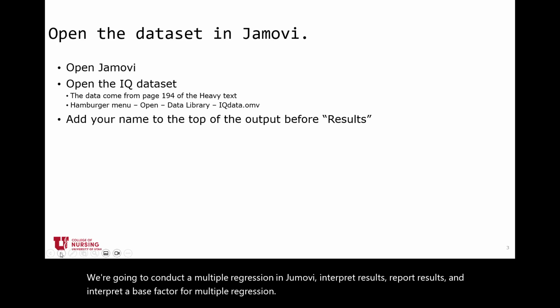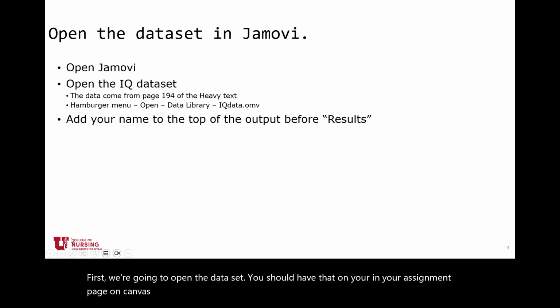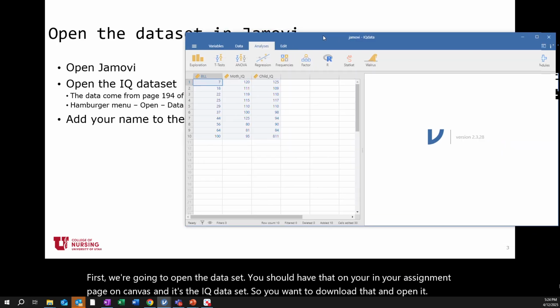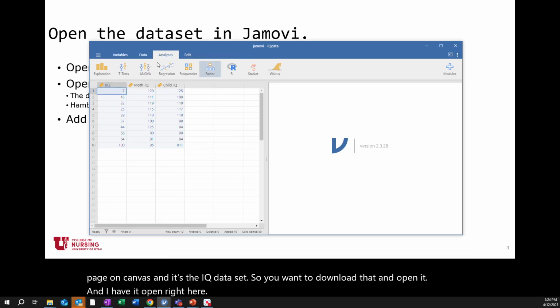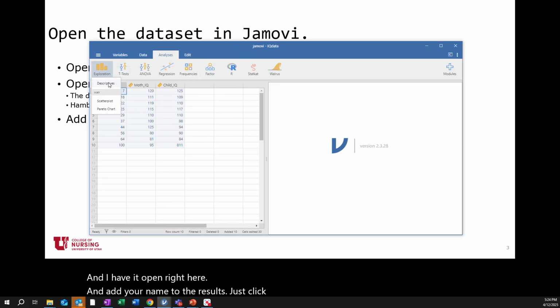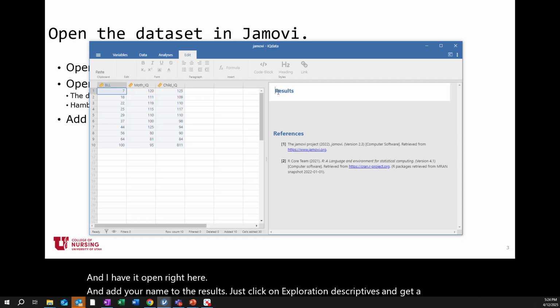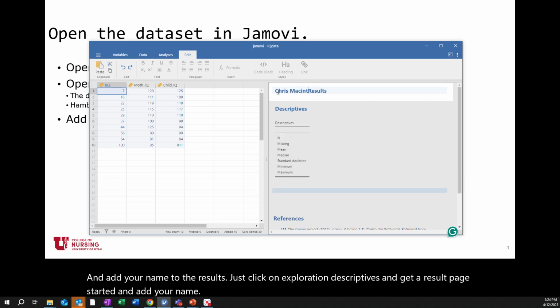First, we're going to open the data set. You should have that on your assignment page on Canvas, and it's the IQ data set. So you want to download that and open it. And I have it open right here. And add your name to the results. Just click on Exploration Descriptives and get a result page started, and add your name at the beginning there.